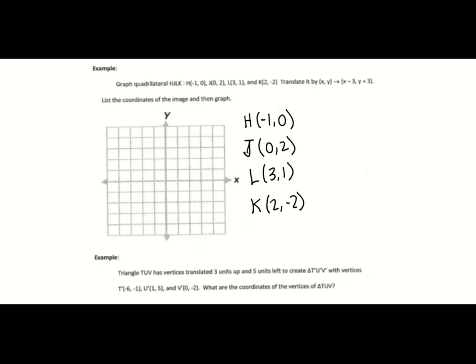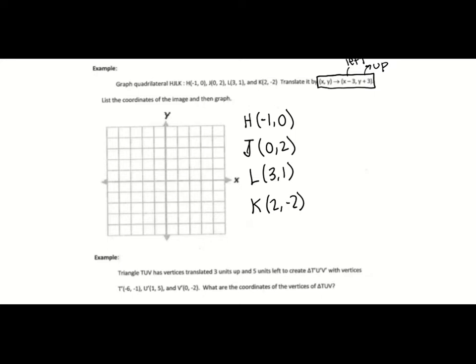Okay, in this example it says graph quadrilateral HJLK, where it lists our points and it's translated by this coordinate form translation. So it looks like we're going -3 in our x direction, so that means I'm going left 3, and my y is +3, so that means I'm going up 3. So plus means up, minus means left. List the coordinates of the image and then graph.